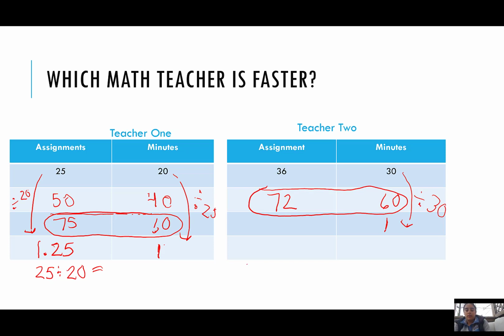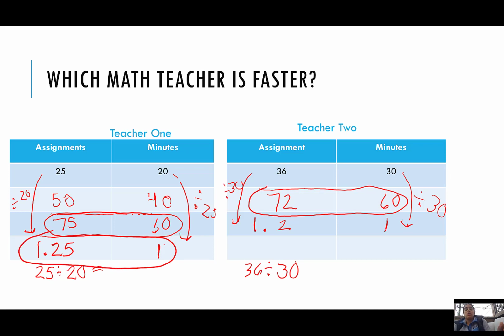I can do 36 divided by 30. Doing the same thing to both sides of the ratio. 36 divided by 30 is 1.2, or 1 2/10. So this teacher can grade in 1 minute 1 2/10 assignments. So here you could see teacher 1 grades more in 1 minute, so they are faster.